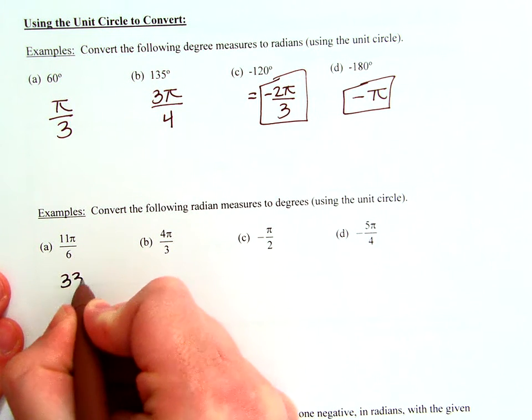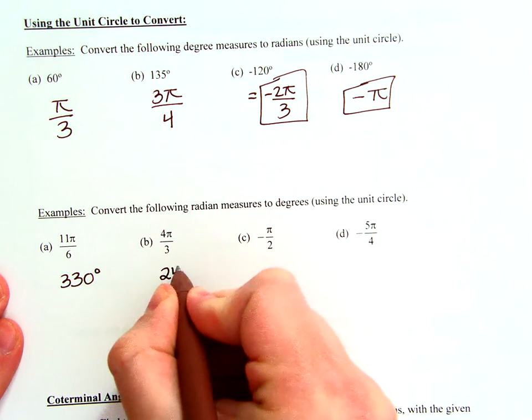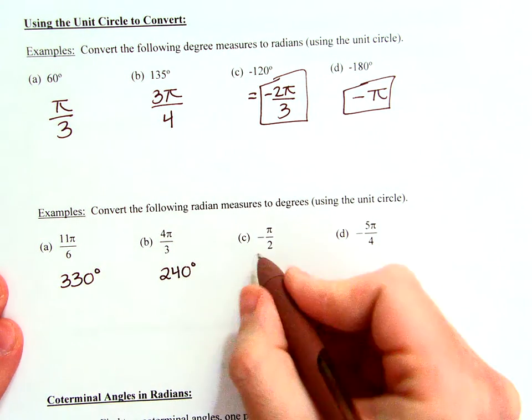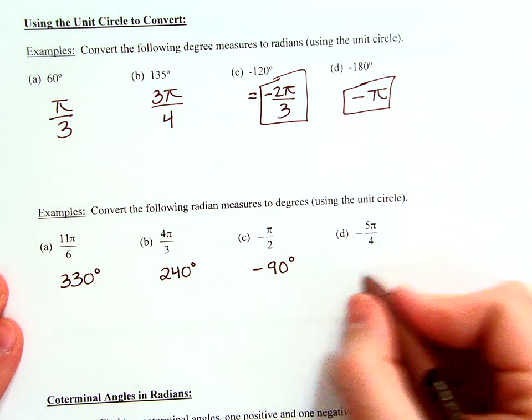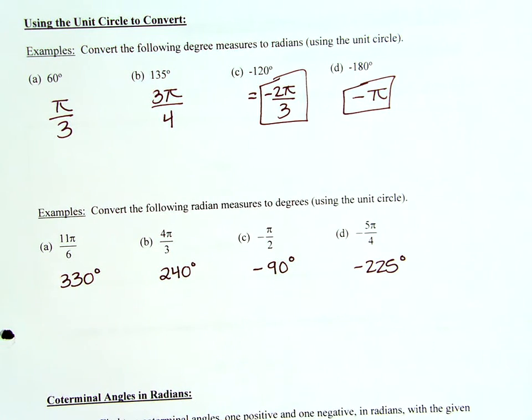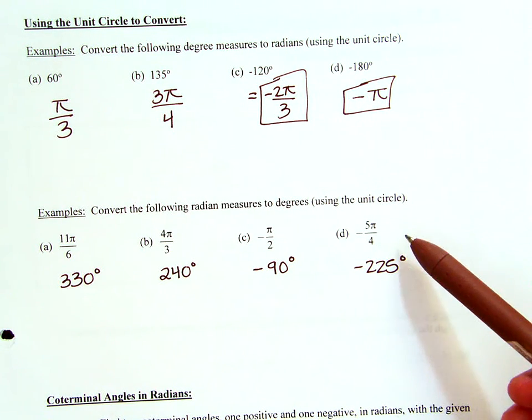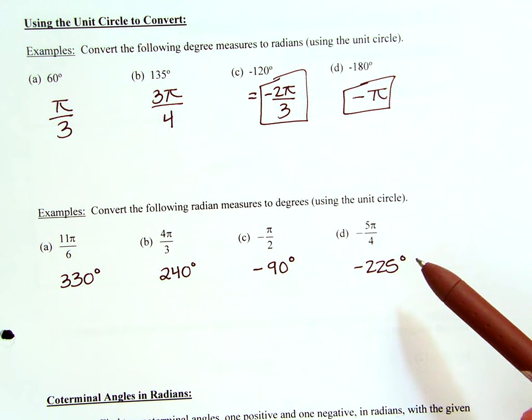We should have 330 degrees. We should have 240 degrees. We should have negative 90 degrees. We should have negative 225 degrees. That's it. Now, if I asked you for an angle like negative 5 pi over 8, well, that's not a good one around the unit circle, and the only way we can convert that is by using our conversion factor.